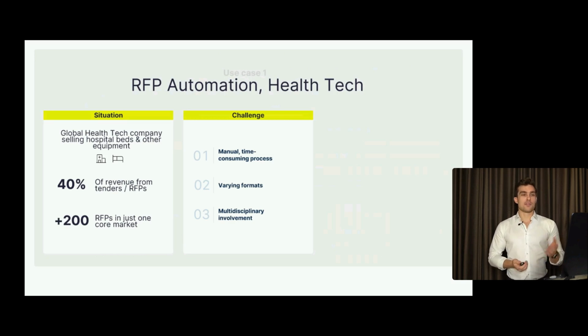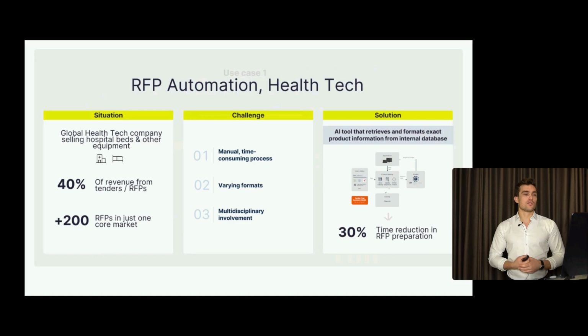The solution in this case was that we built an AI tool that has access to all the different product databases and all the product sheets, and then it finds the right data, extracts it, formats it, and puts it into the right format that's required for that specific RFP.